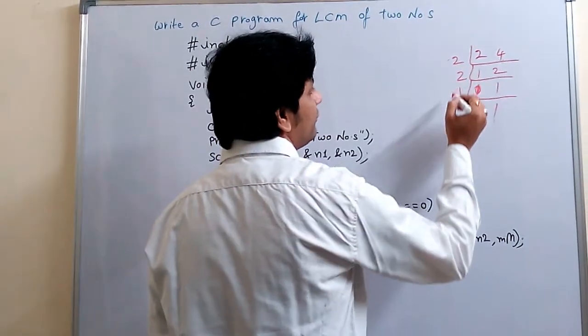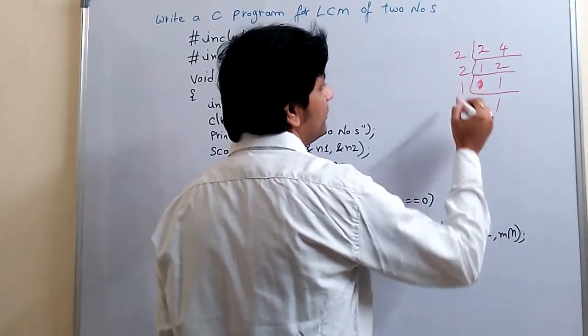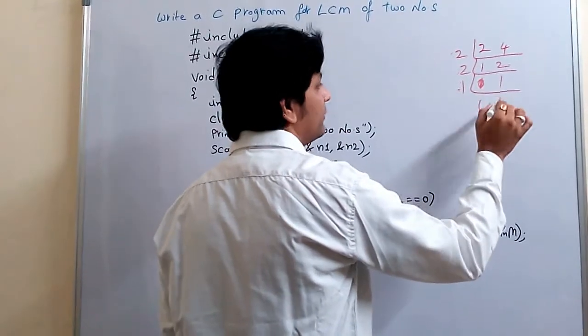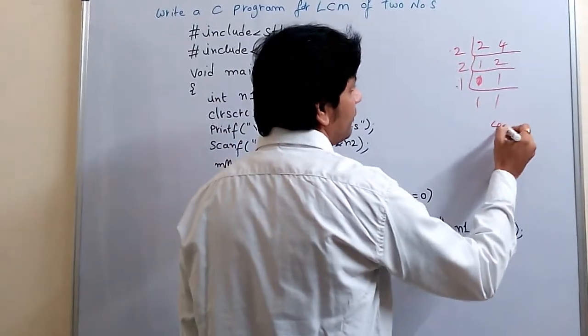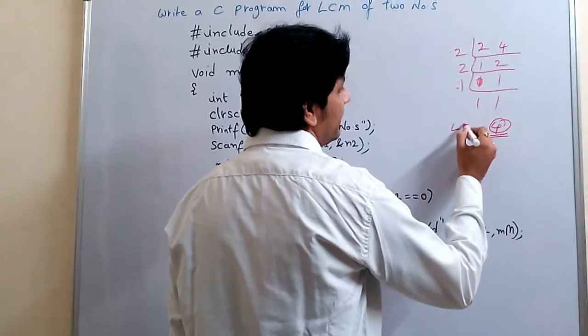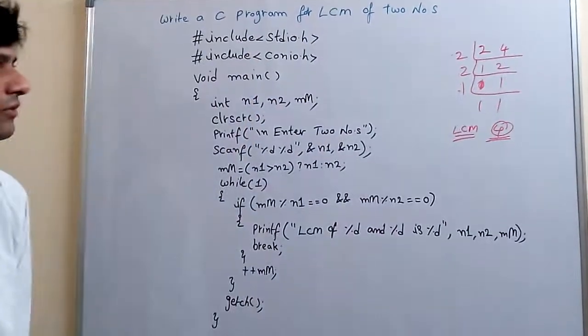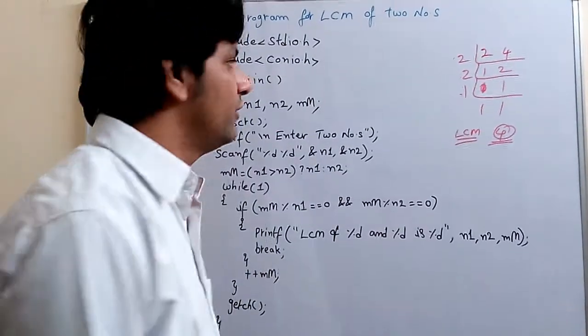Now 2 twos are 4, 4 ones are 4. So the output is 4. The LCM of 2 and 4 is 4.